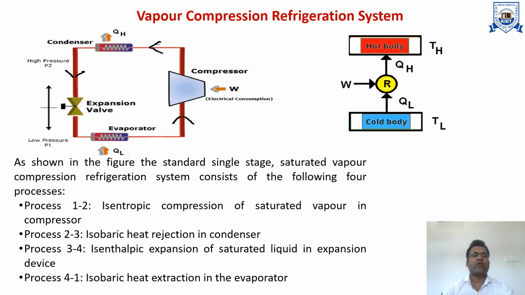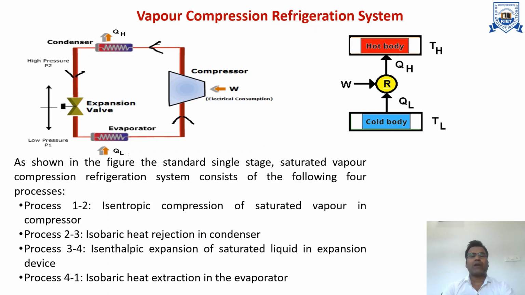For the expansion device or expansion valve, the inlet is point 3 and the outlet of the expansion valve is point 4. The process 3 to 4 is known as isenthalpic expansion of saturated liquid in the expansion device. The last process is used in the last component, the evaporator. For the evaporator, the inlet point is point 4 and the outlet is point 1. So process 4 to 1 is the isobaric heat extraction in the evaporator.